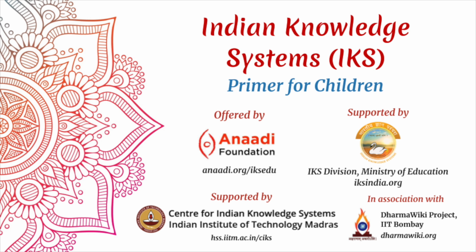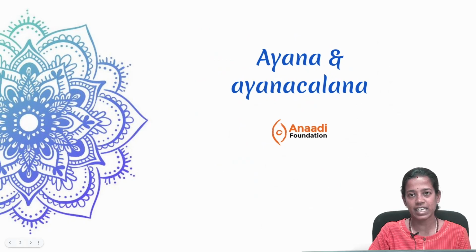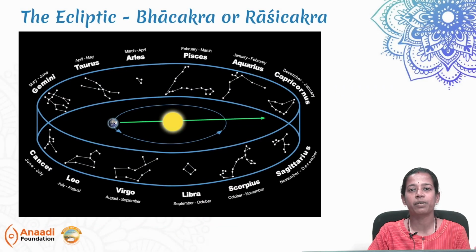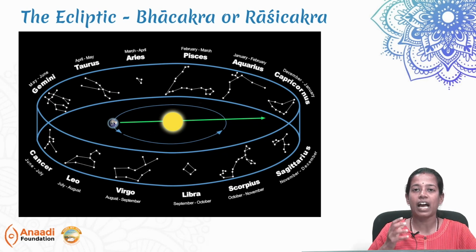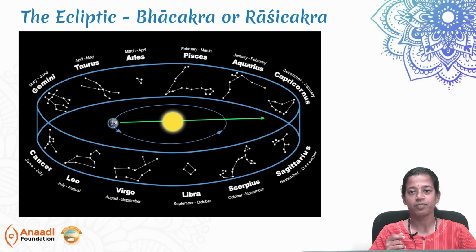In the series of lectures on Indian astronomy, in this session we will be looking at Ayana and Ayanachalana. To very quickly summarize what we saw in the earlier lecture, we saw a concept called the ecliptic, otherwise called Bha Chakra or Rashi Chakra. The ecliptic is defined as the apparent annual path of the sun across the celestial sphere.